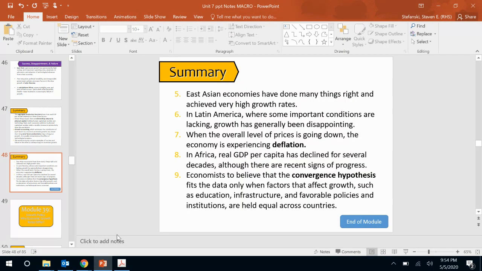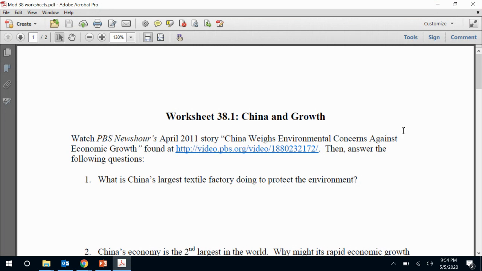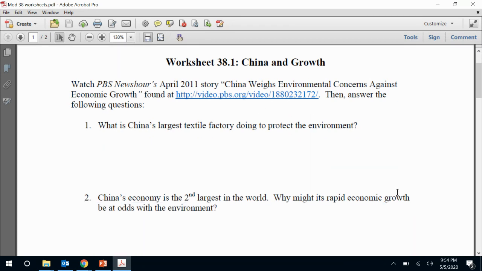So with that being said, let's take a look at worksheet 38.1, which is a PBS video. If you go to the link, it takes you to a page, and there's a video in there. Then you answer the following questions. Number one says, what is China's largest textile factory doing to protect the environment? The workers at the factory are recycling water, lowering energy use. The factory has a power plant that uses the steam for heating.